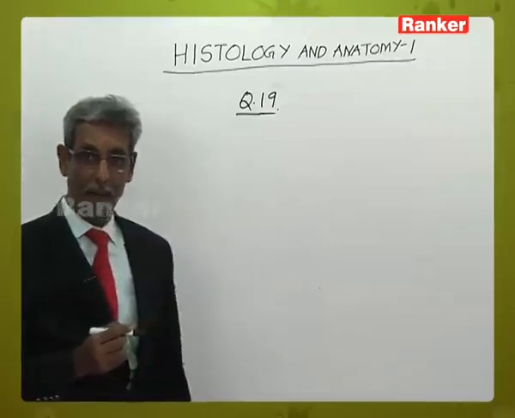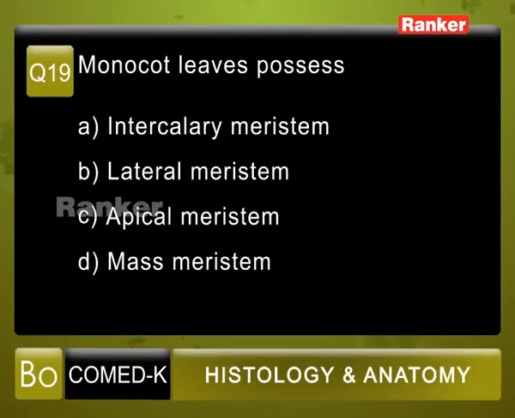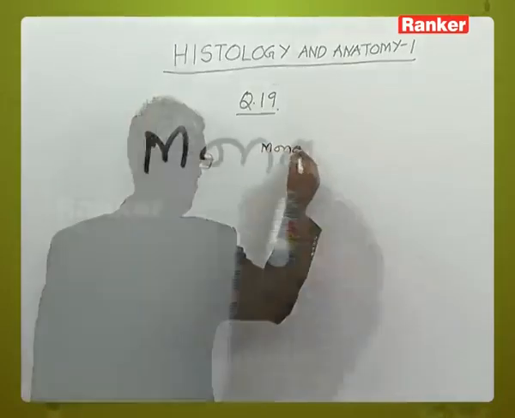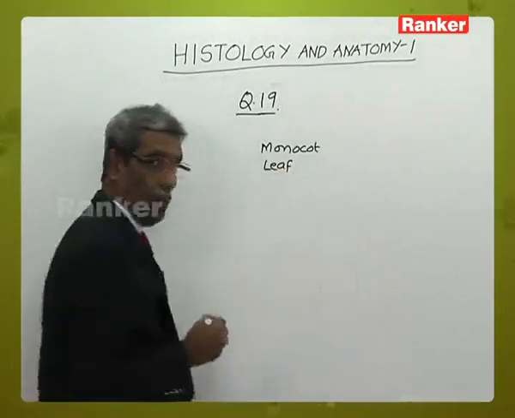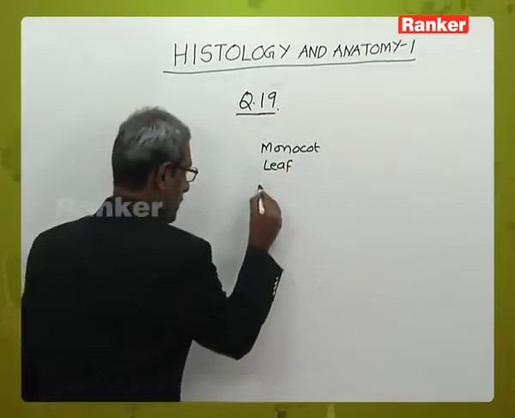Question number 19. Monocot leaves possess A. Intercalary meristems, B. Lateral meristems, C. Apical meristems, D. Mass meristems. When you take a monocot leaf, a monocot leaf has parallel venation.